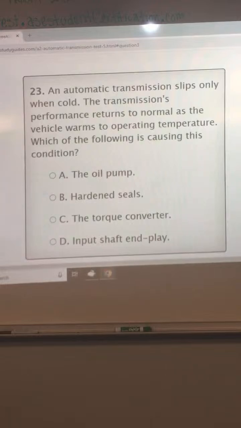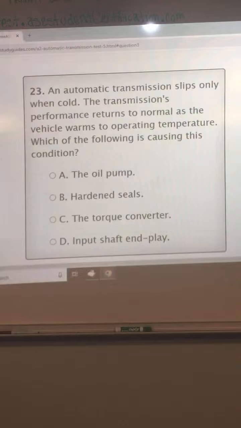Input shaft end play? Why? Because it slips only when cold. Need the oil to heat up. The transmission heats up, the seals expand, performance returns to normal as the vehicle warms up. You think it's A? Nah, it can't be that. The oil pump isn't going to make the transmission slip. Remember the last question? You said it can't be the oil pump. The pump turns at engine speed. It's driven by the torque converter, which is bolted to the flex plate.